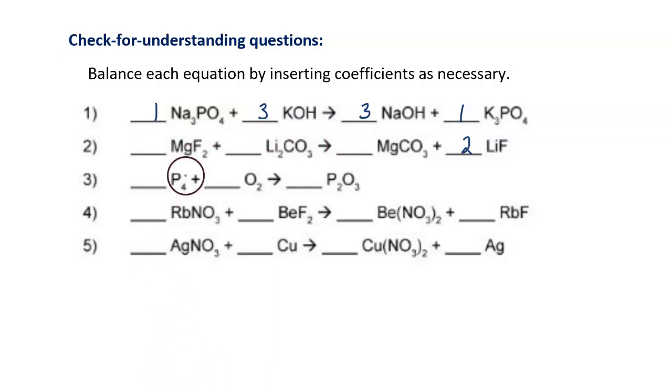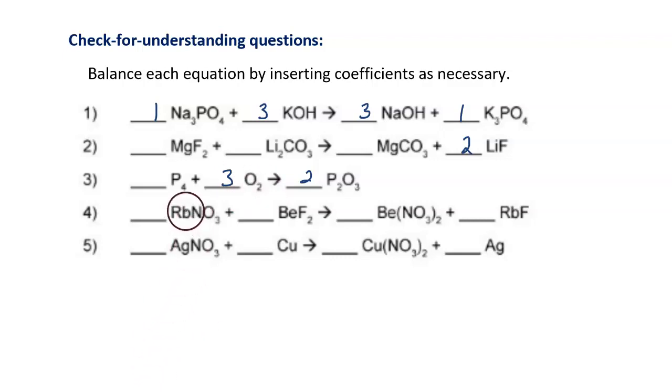Number 3. Here there are 4 phosphorus atoms, but over here there's just 2 of them. So we need a 2 in front because 2 times 2 makes 4 capital P's. Right here there's 2 O's, and on this side, how many O's are there? Don't say 3. Remember we put a coefficient in front. 2 times 3 is 6 O's. So in this spot, we need a 3, because 3 times 2 is 6 O's.